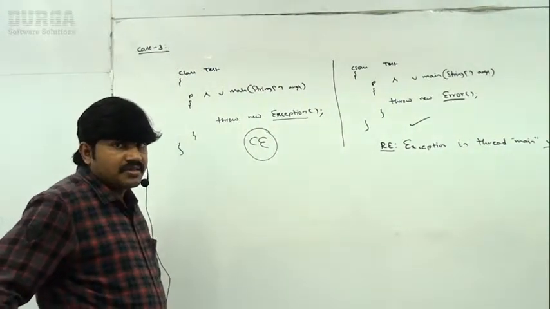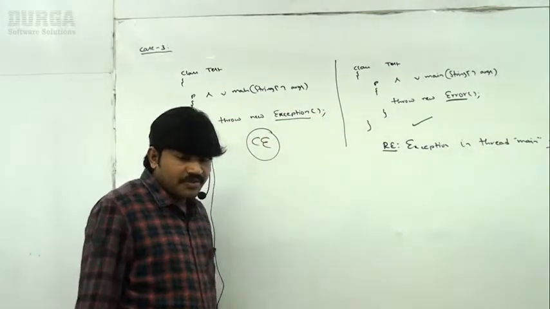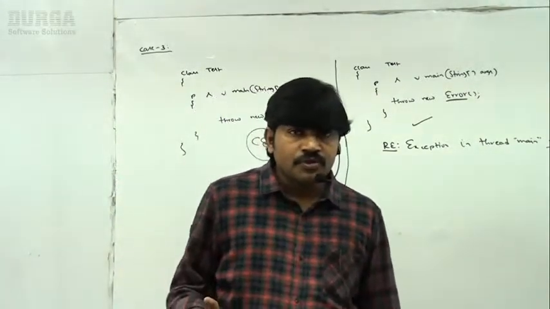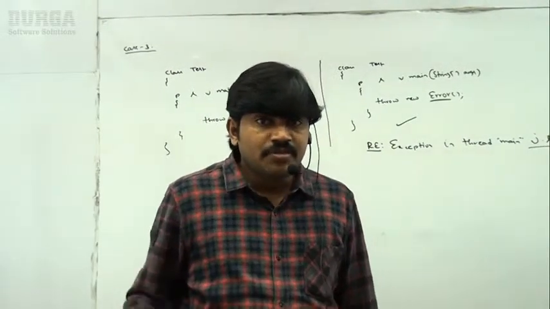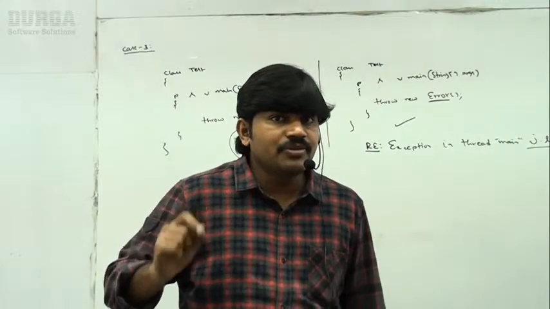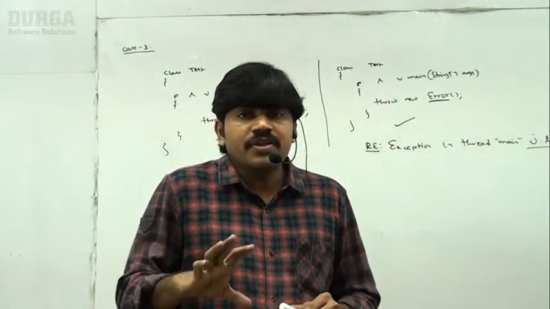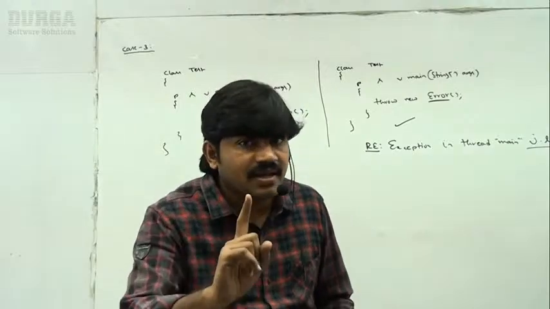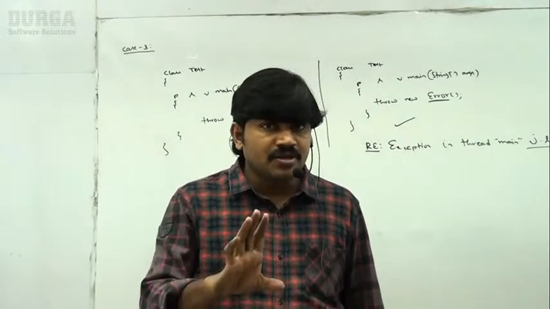Can you please tell what the reason is? The reason is, just let me repeat this point. In our program, if there is any chance of raising a checked exception, compulsorily we should handle it either by try catch or by throws keyword. So if we are not doing that, immediately compile time error we will get: unreported exception must be caught or declared to be thrown.